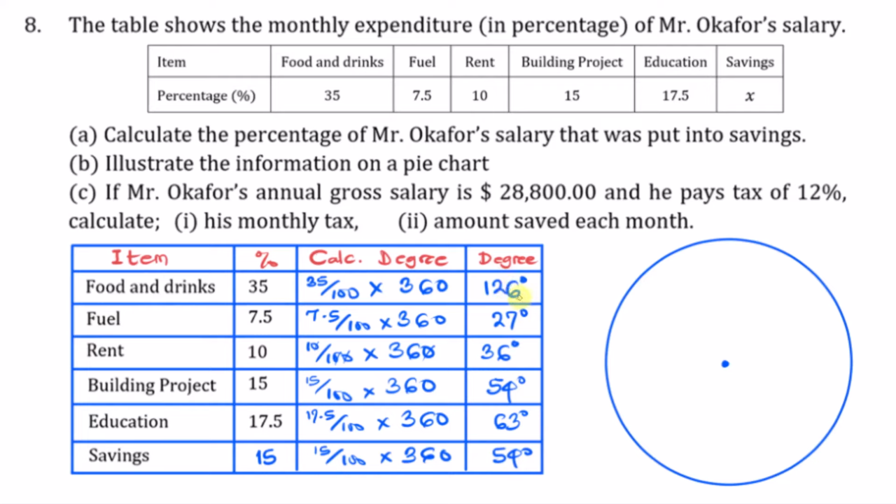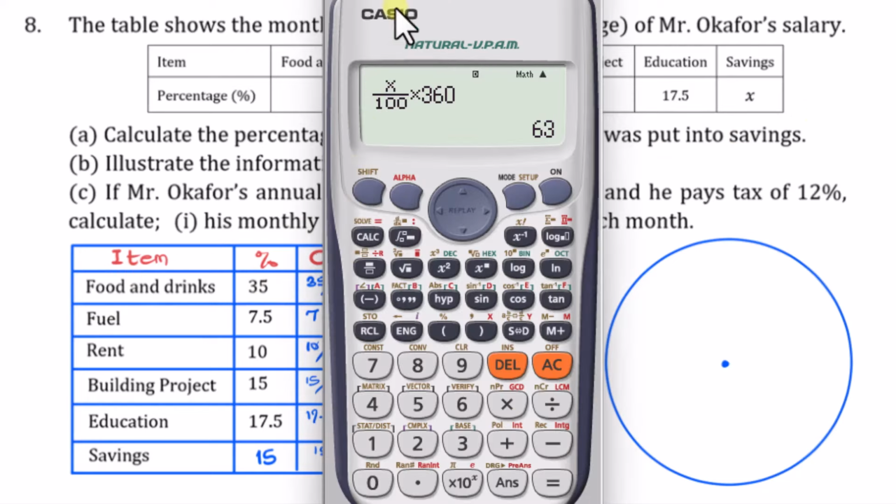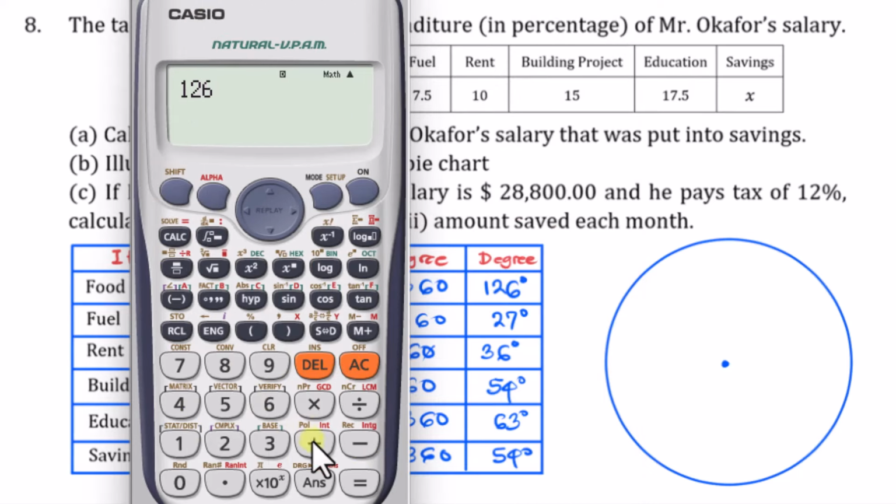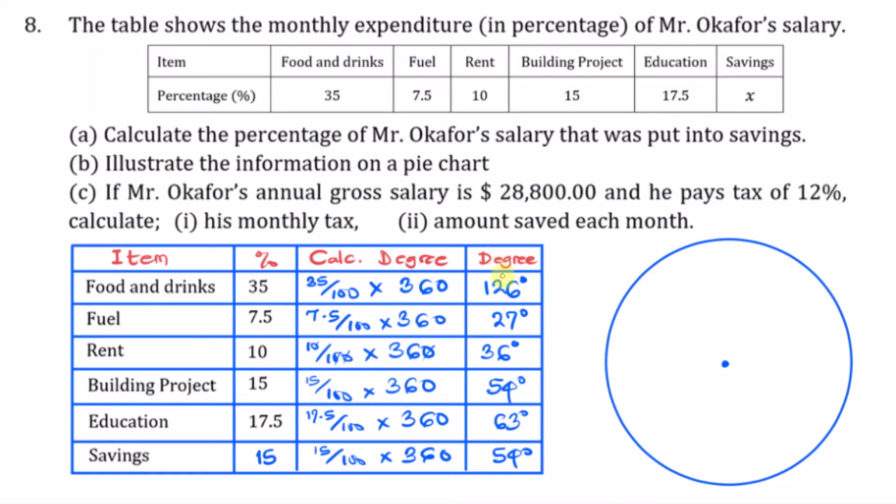But you need to ensure that all of these sum up to 360 degrees. So we can take our calculator to confirm that. So we can say we are looking at 126 plus 27 plus 36 plus 54 plus 63 plus 54. What is that? Okay, so this is good. We're on track, because the addition of everything should be the angle at a point, which is 360 degrees. So students, these are the values of degrees that we are going to be using to get our pie chart done.